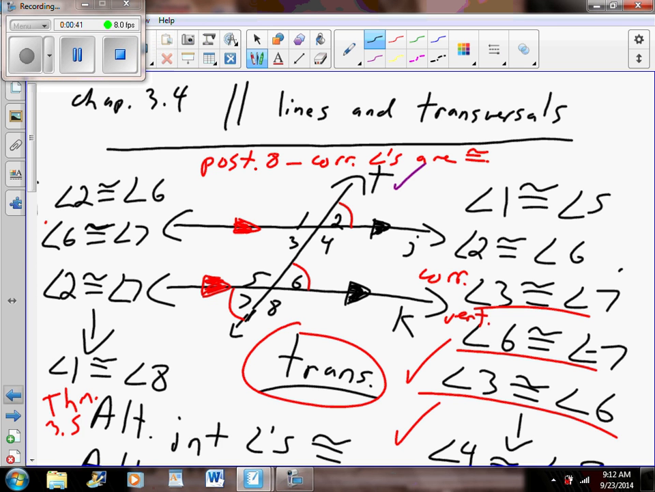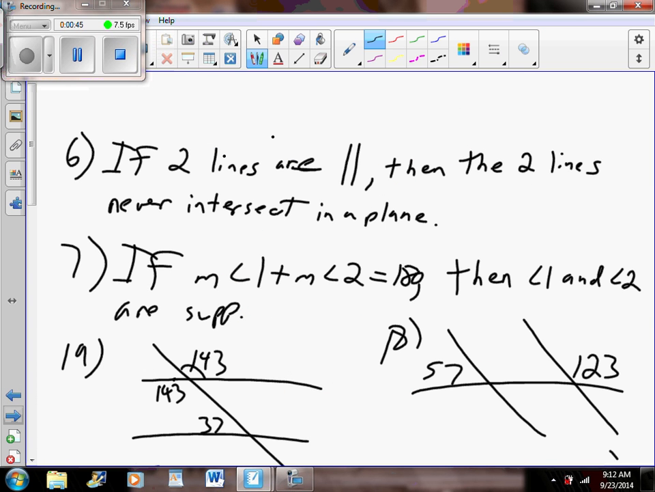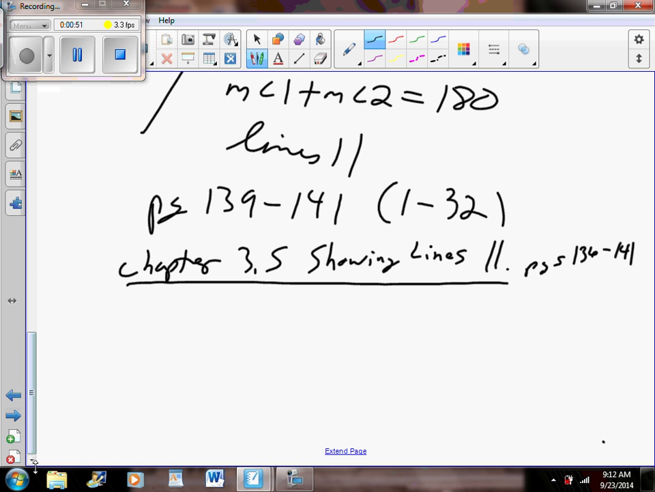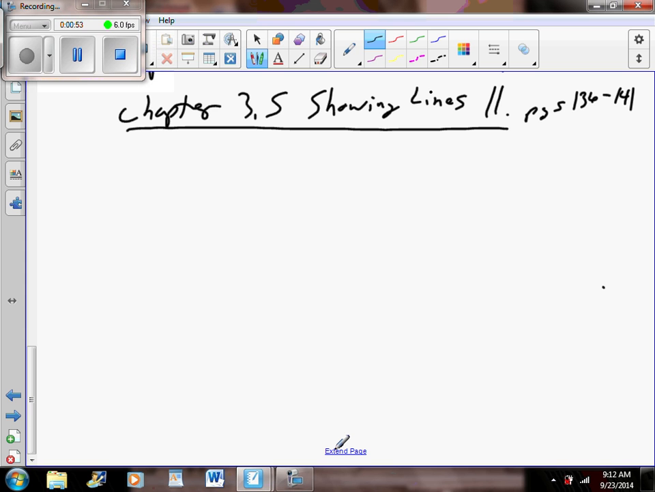So now what we're going to do in this next section is, let's say you're given a set of lines that you don't know for sure are parallel. All right? You don't know that they're parallel, but you know that, let's say, corresponding angles are congruent. If you know that to be true, then you can go ahead and conclude the lines are parallel. So what we're going to be doing is using these angle relationships to demonstrate lines are parallel.